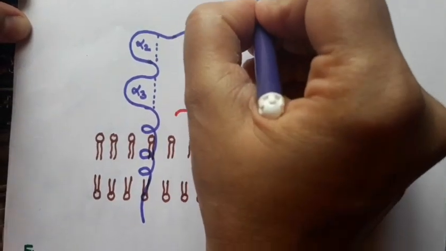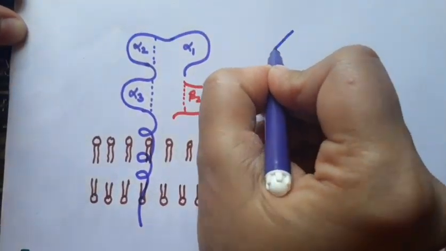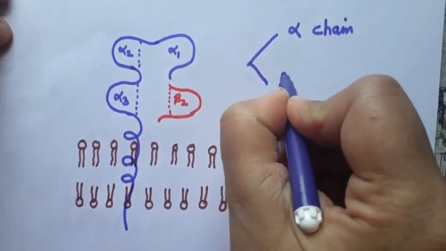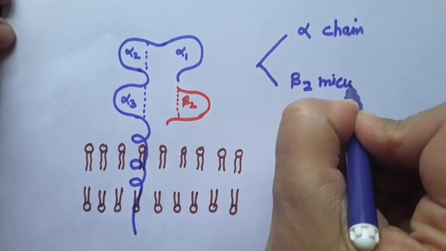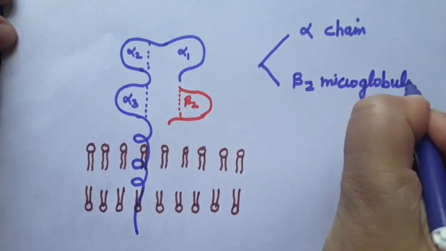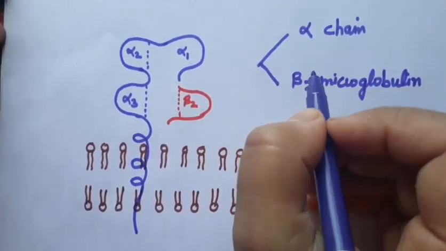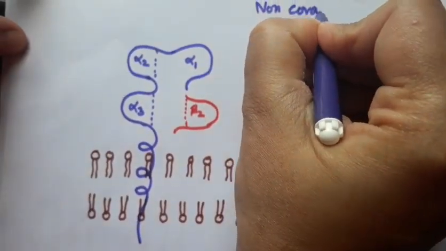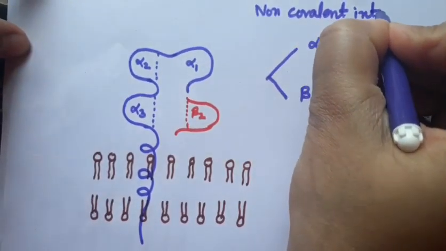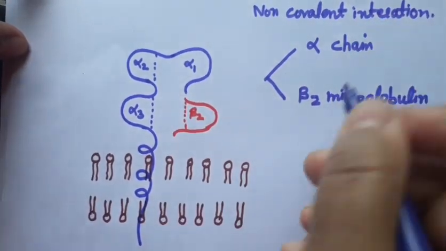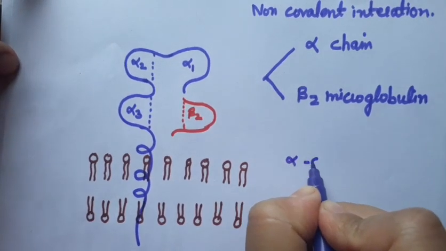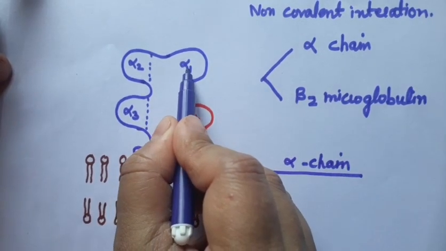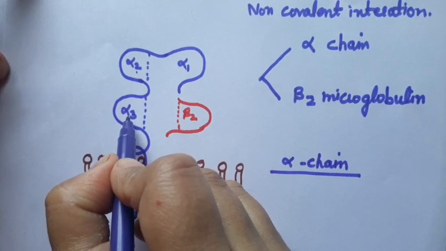The class 1 molecule comprises two different polypeptides, the alpha chain and beta 2 microglobulin. Both chains are bound to each other by non-covalent interaction. So first of all, let's talk about the alpha chain. The alpha chain comprises three different domains, that is alpha 1, alpha 2 and alpha 3.